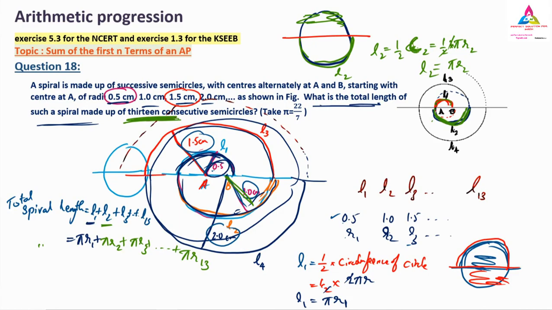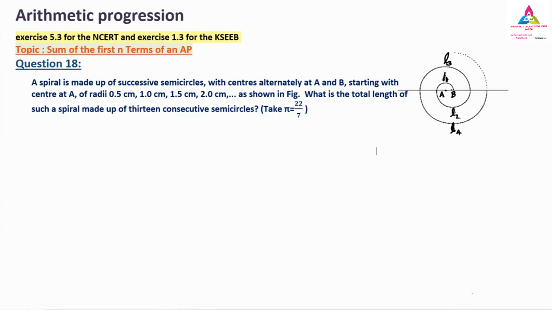When we find the total of the semicircle circumferences, we get the total spiral length. One more important thing given is the radius of this circle. Now we will solve by the formula method. The value of pi remains as it is, that is 22/7, which you have to remember is the constant value. So now we have to solve this by the formula method.